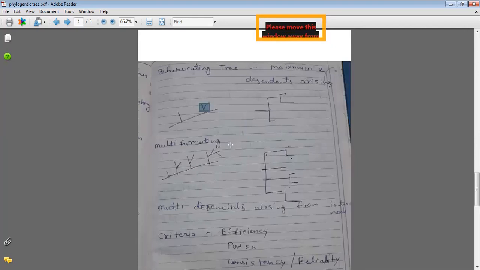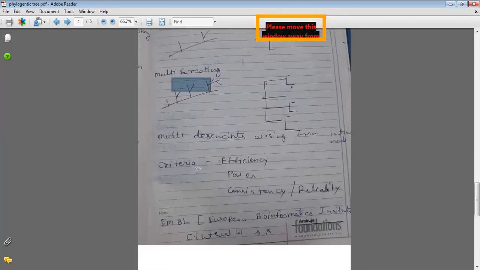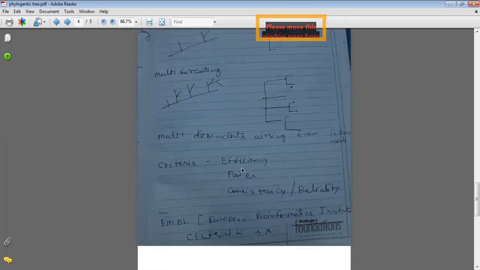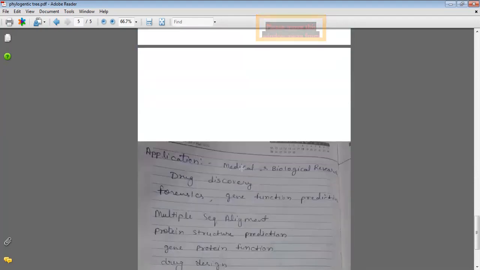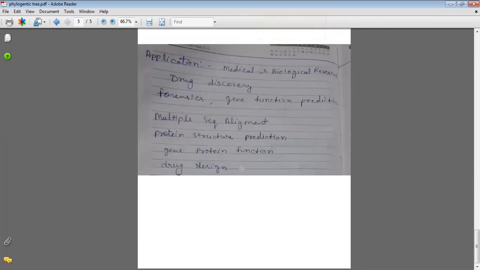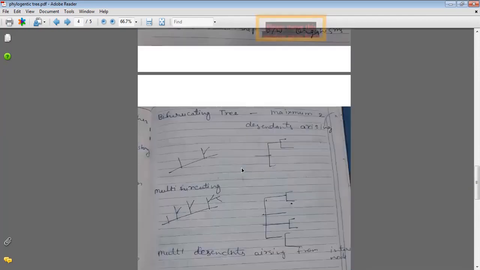In the multifurcating tree, here we are showing multiple branches. You can see here the multiple branches, so this is called a multifurcating tree. Multiple descendants arise from the initial node. There are also some criteria, which are efficiency, power, consistency and the relatively, and the application of this. This is all about the phylogenetic tree and the different kinds of phylogenetic trees.